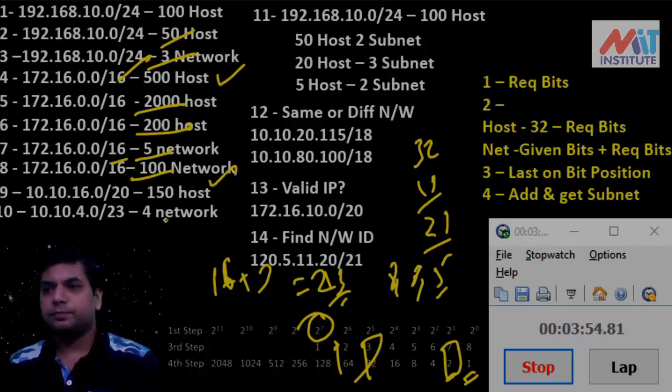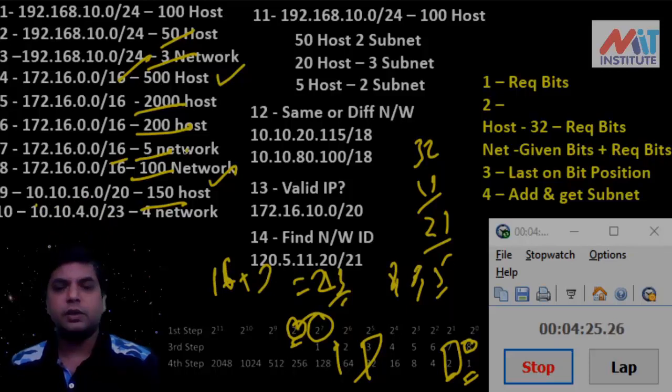And for this network, for 150 hosts, okay, so 150 hosts we need 8 bits, so 32 minus 8 will give us 24. So with 24 we have the last on bit on the 8th position in the 3rd octet, so we need to add 1. So 10.10.17.0 and 10.10.18.0, 10.10.19.0 like this.